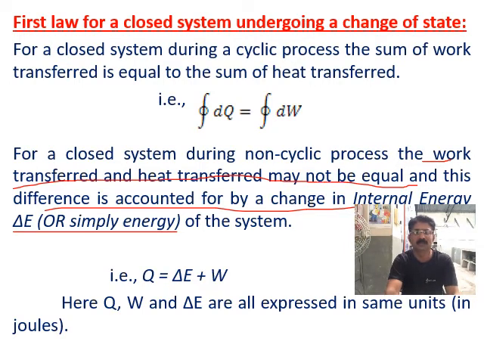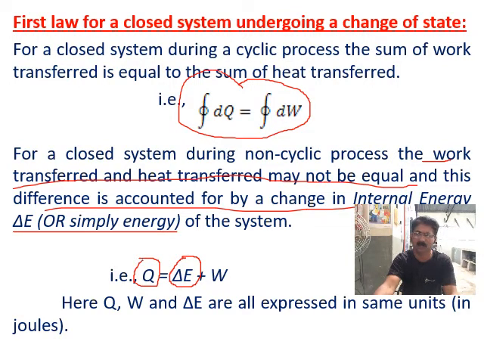So for a cyclic process, as all of you know, the cyclic integral of dq should be equal to the cyclic integral of dw, whereas for a non-cyclic process these two quantities are not equal. That means Q is not equal to W. So what is the difference? The difference is either stored in the form of energy or internal energy, or consumed in the form of internal energy. Here all three, that is heat, work and delta E, should be expressed in the same units, that is joules.